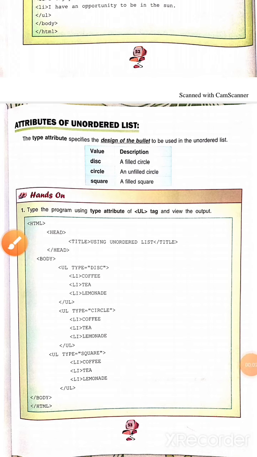Attributes of unordered list. The type attribute specifies the design of the bullet to be used in the unordered list. So the values are disc, circle, square, whereas disc is a filled circle, which is the default value also, and circle is an unfilled circle, and then square, a filled square, is also there.